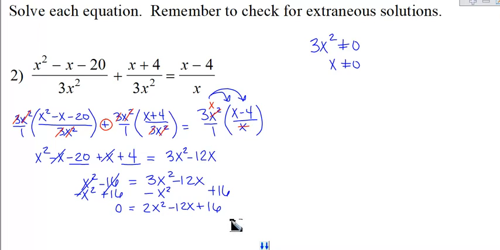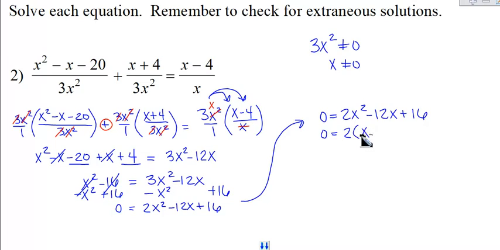Now I have a trinomial that can be factored. Let me move it up here so we have more space. My first question should always be, do these three terms have something in common? And they do. They're all divisible by 2.